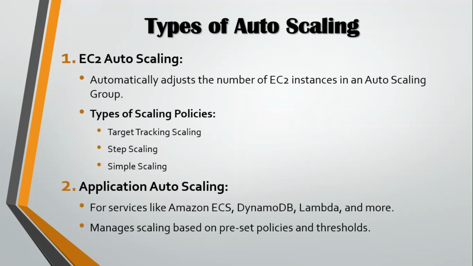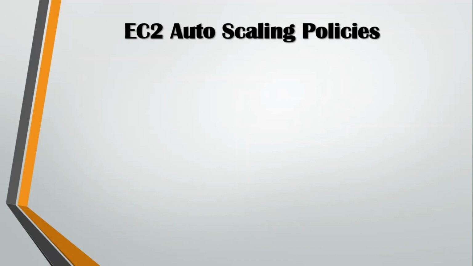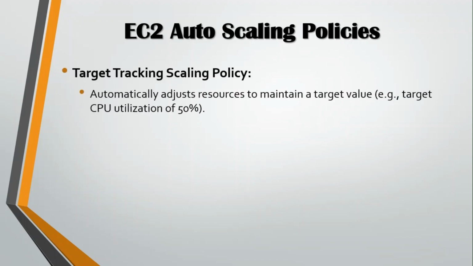Each service has its own type of scaling, allowing you to tailor the scaling experience to your specific application requirements. Now, let's dive deeper into the scaling policies that control how autoscaling behaves. Target tracking scaling policy. This is the simplest and most common method. You set a target value for a metric, like keeping CPU utilization at 50%. Autoscaling will adjust resources to maintain that target automatically.